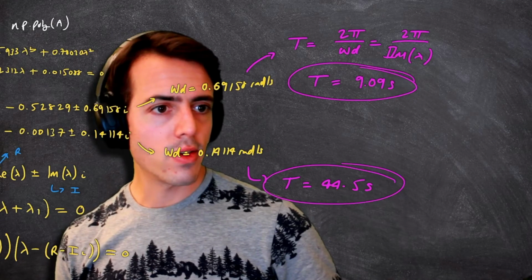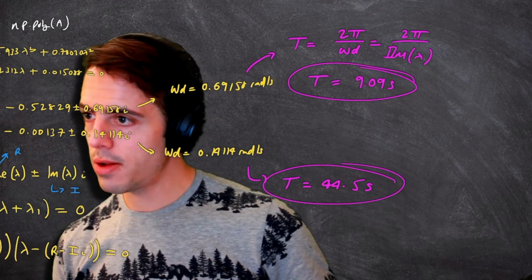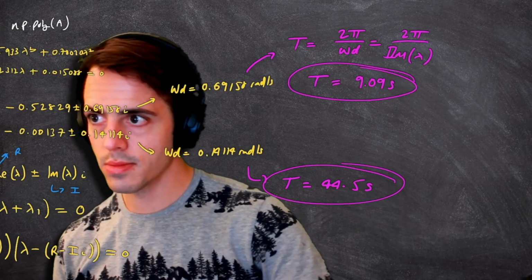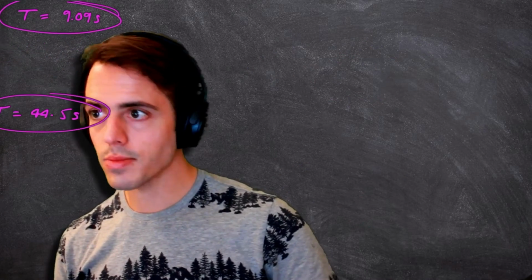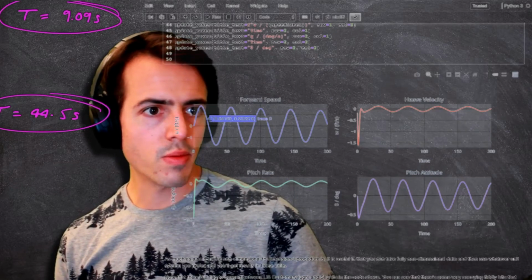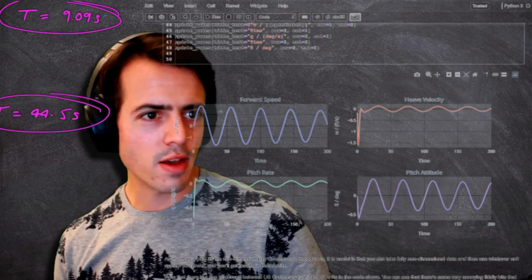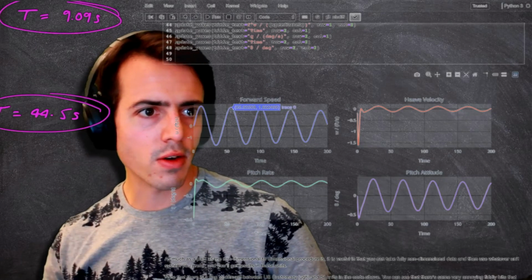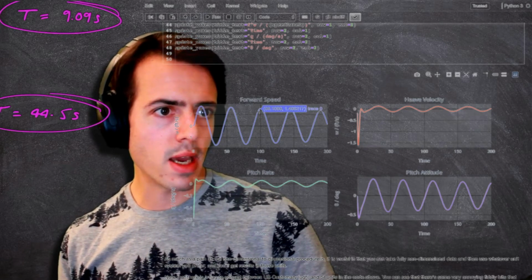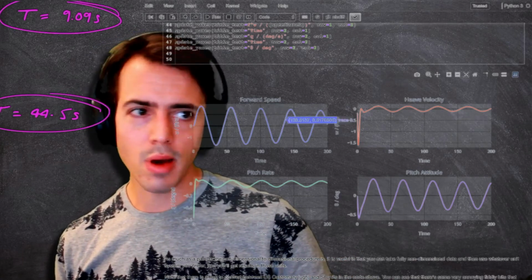If we go back to looking at the actual plots that we drew, let's just move these off screen. And if we look at these plots, let's have a look at the forward speed. Let's zoom in here. I'm not sure if you guys can see this, but I'm looking at points on this plot. I'm picking this one peak at about 56 seconds. Second peak is about 99 seconds. So that's about 45 seconds in this period of motion here.